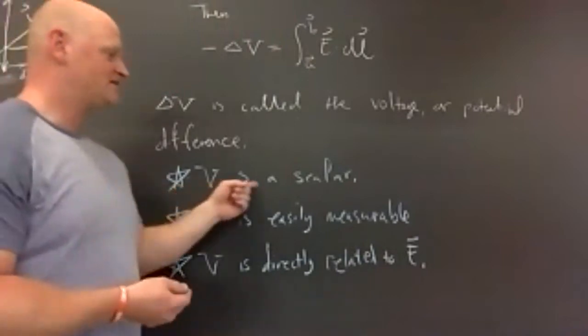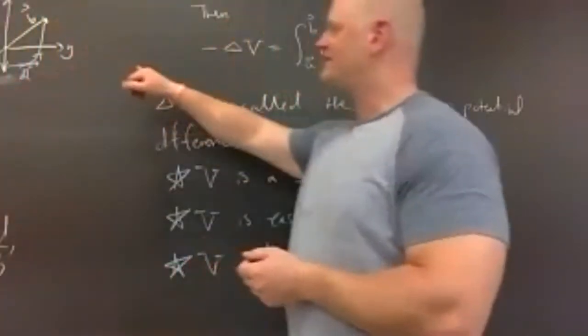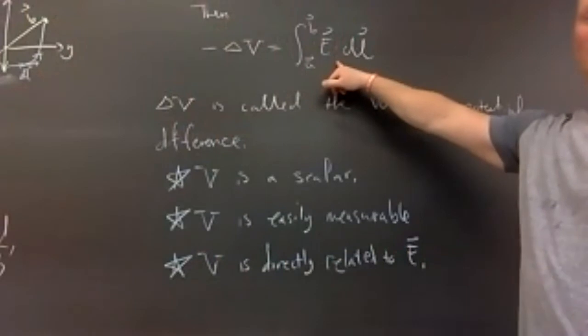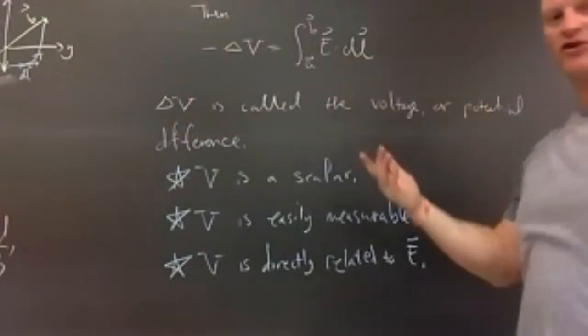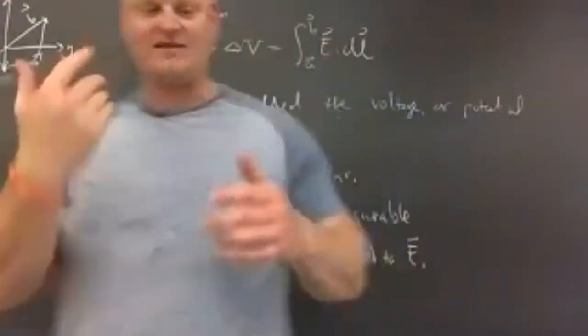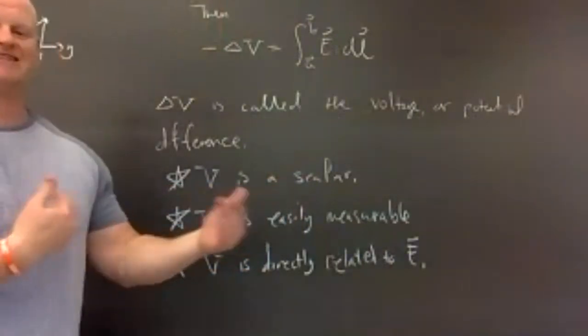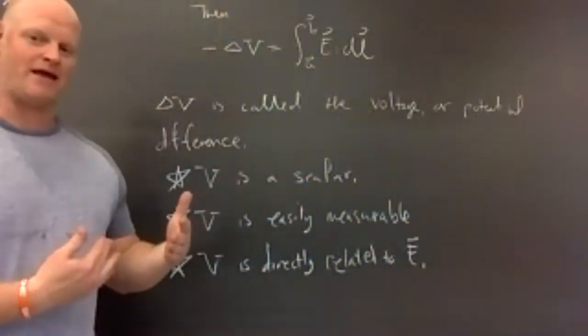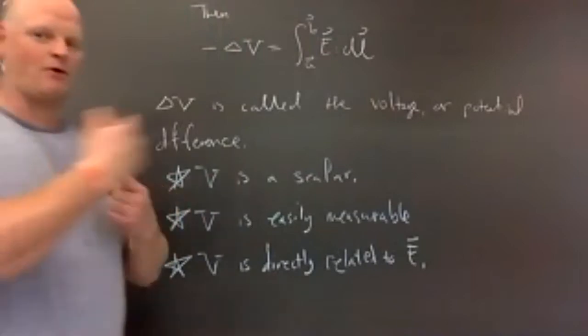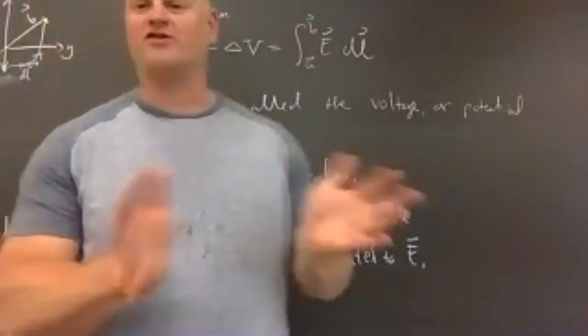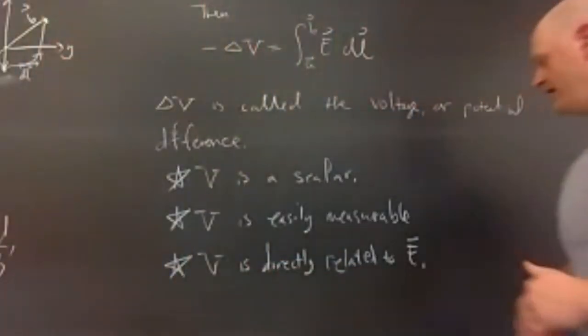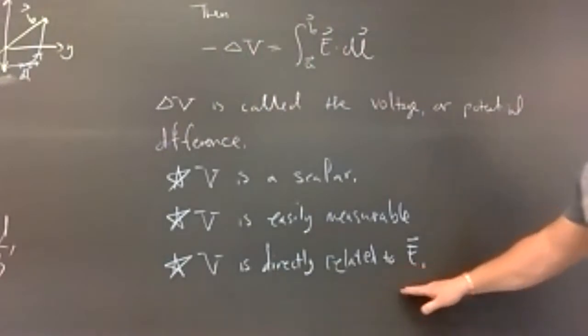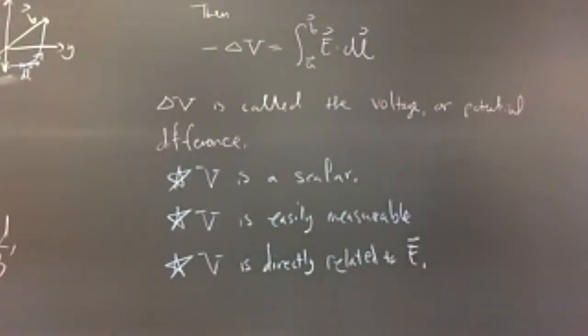The second thing is electric potential, because of this dot product here, is just a scalar quantity, which means that this thing doesn't depend on direction. It only depends on the distance I am away from 2 points. So it only depends on that magnitude. It doesn't depend on if I'm going one direction or the other direction. It has no directional properties associated with it. And the other reason we use this is because this guy is directly related to the electric field.